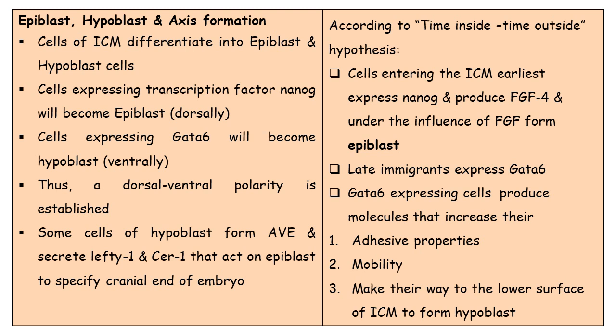So the epiblast is present on the dorsal side of the embryo, and the hypoblast cells are present on the ventral side of the embryo, when they arrange into the particular membranes that we call the epiblast layer and the hypoblast layer.